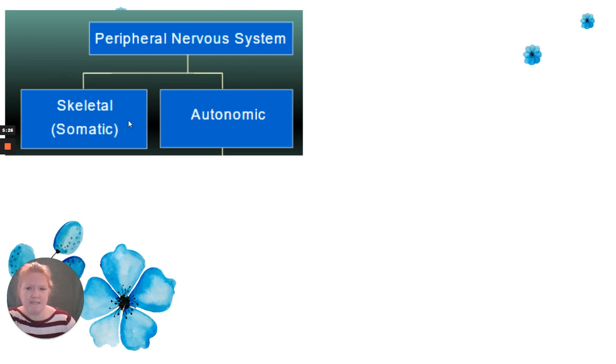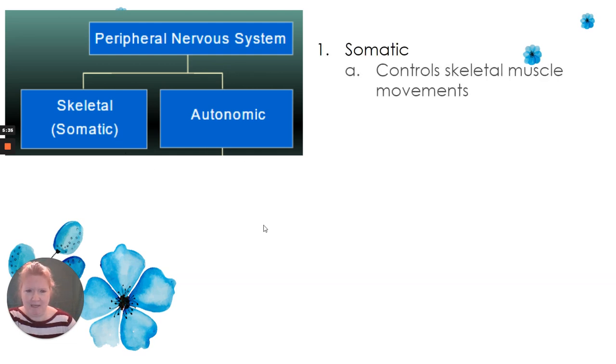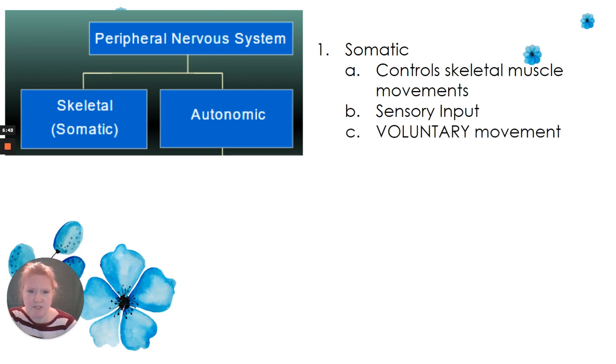So the peripheral nervous system has two main divisions, the skeletal or somatic division, and then the autonomic division. So what does the somatic mean? That controls our skeletal muscles. So somatic meaning body. It has our sensory input. So that kind of cycle we just talked about, it's responsible for voluntary movement and reflexes.